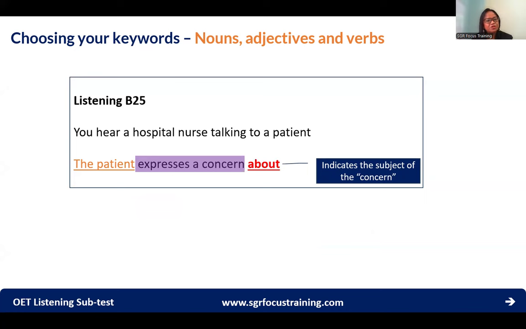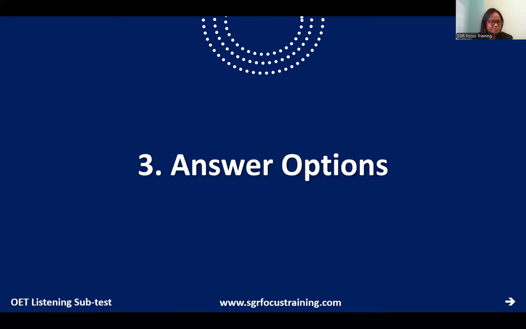The last word you see in the question is the word about. I will tell you more about this word later, but an about in your question tells you that you're looking for the subject of the concern. What is the patient concerned about? Let's find out by looking at our answer options.